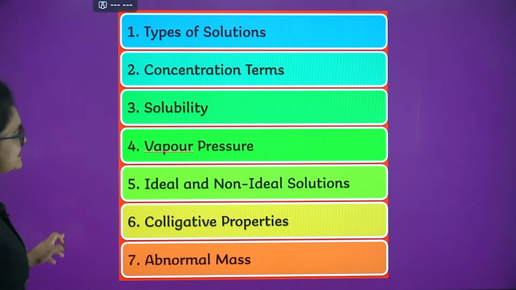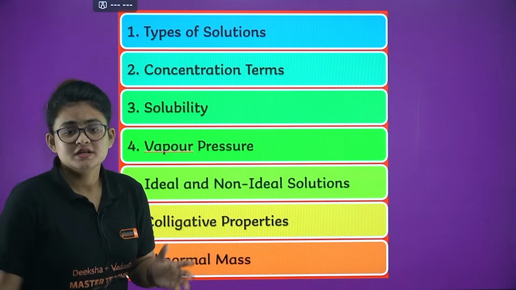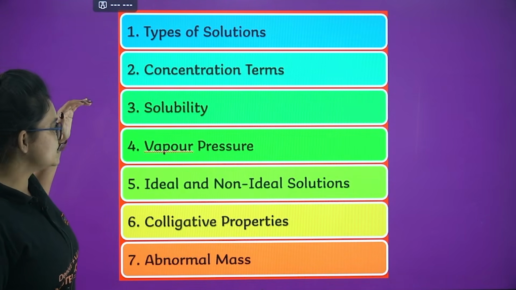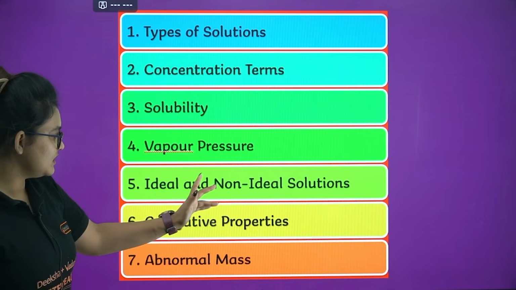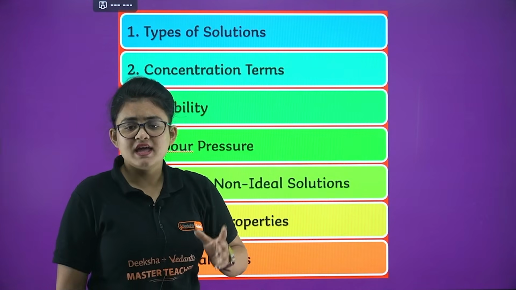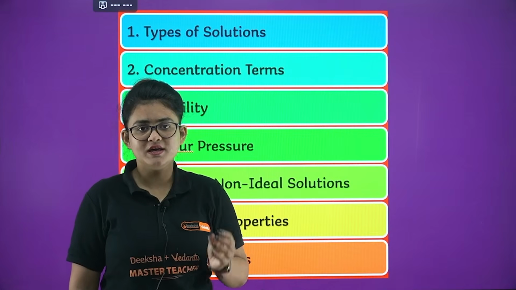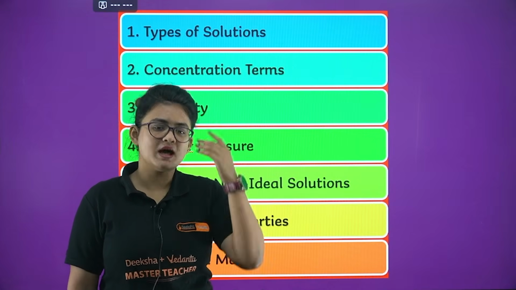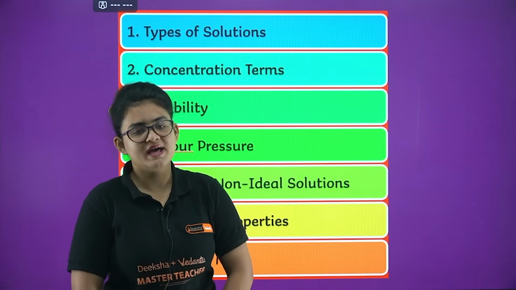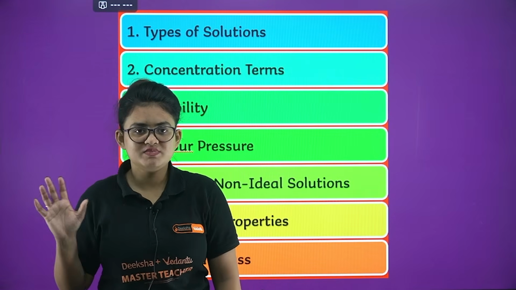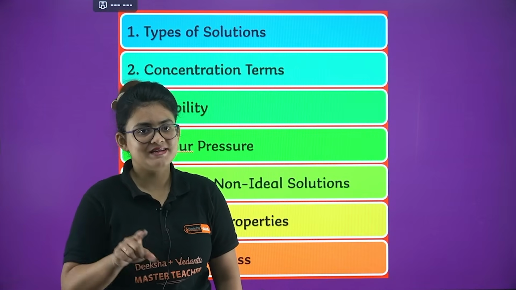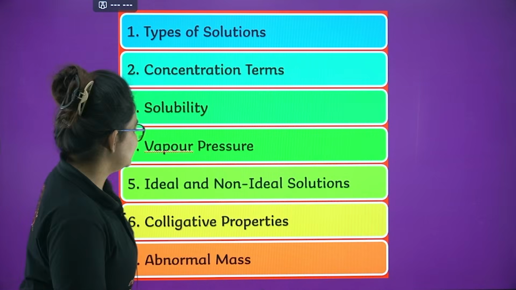So yes, in this particular chapter of the solution, we are going to cover first types of solution, concentration terms, solubility, vapor pressure, ideal and non-ideal solution, colligative property, and abnormal molar mass. Okay, I will discuss every concept thoroughly so that you can understand from the board level up to KCET level. Okay, and a little bit of previous year questions from the board as well as from the KCET I have kept here so that you can understand what is the target zone for both KCET and the board. Okay, so without further delay, let's get started.